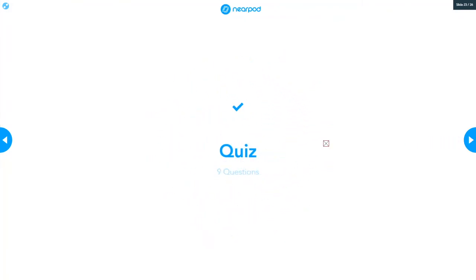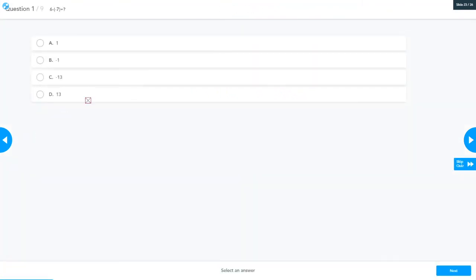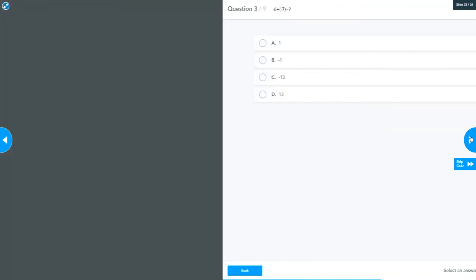Now it's time for our quiz. We're adding and subtracting. All right, a positive 6 minus a negative 7. Which one of these is the correct answer? Number 2, 6 plus a negative 7. Do the math. Which is the correct answer?